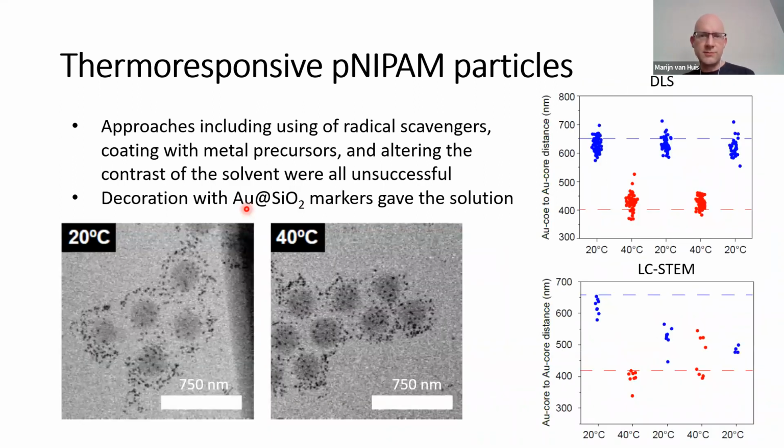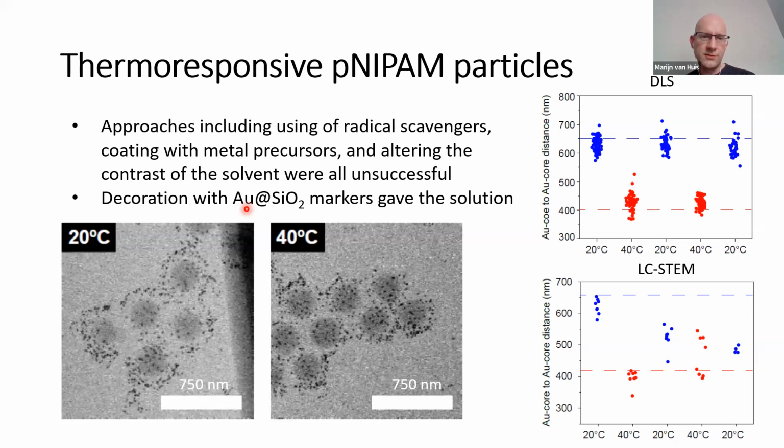So we used many things. We used radical scavengers. That's known to help sometimes, but it did not help in this case. Coating with metal precursors, gold, copper, but we just got enormous growth of all kinds of metal structures, and the responsive behavior did not help at all. Altering the contrast of the solvent, for example, by adding uranium complex, also did not help because that also started to precipitate at the particles and fixed the particles.